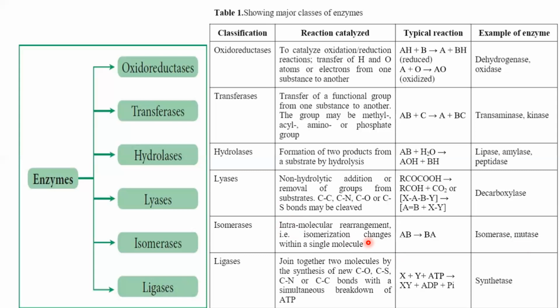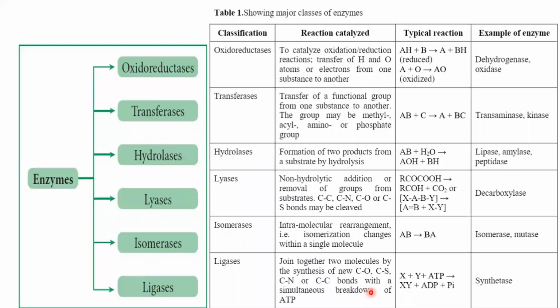And last and final is ligases. The role of ligases is synthesis. Ligases will join any two molecules by synthesis of new C-O, C-S, C-N or C-C bonds with a simultaneous breakdown of ATP. So they will use ATP in the chemical reaction in order to combine any two substrates.